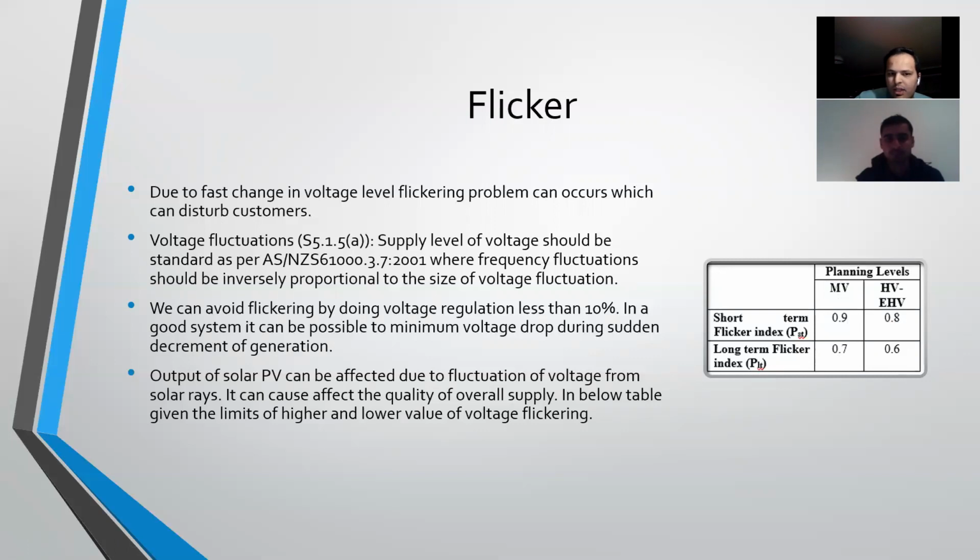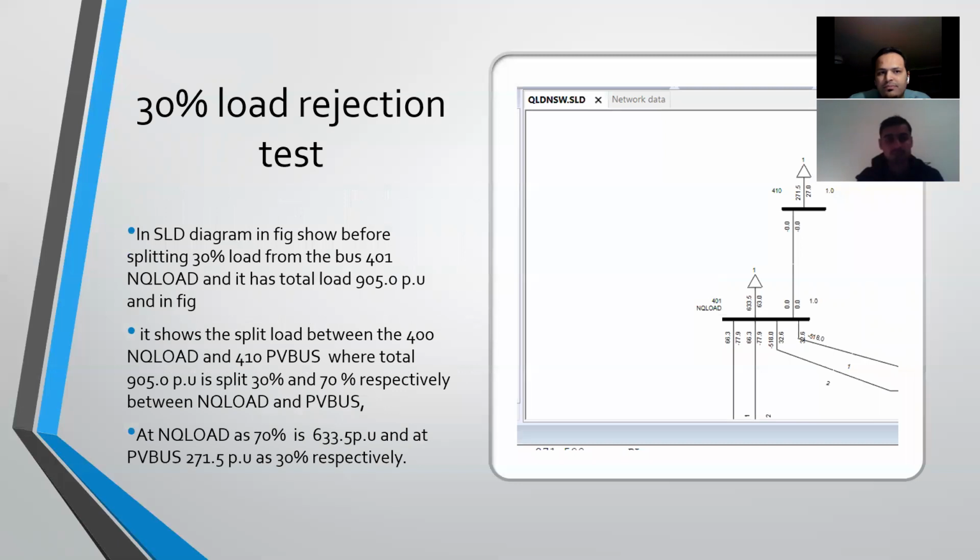And the output of the solar PV is affected by the fluctuation of the voltage from the solar rays. As we know, solar is not a stable form of generation, so it keeps fluctuating up and down. That's why it generates flicker in the system.